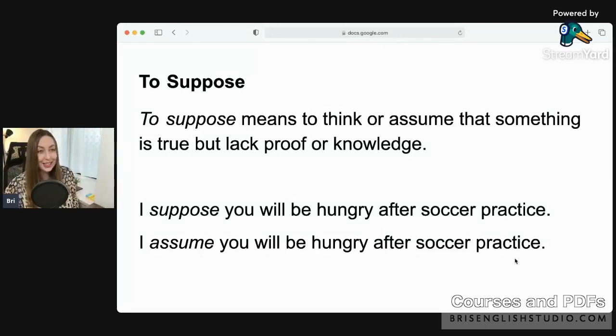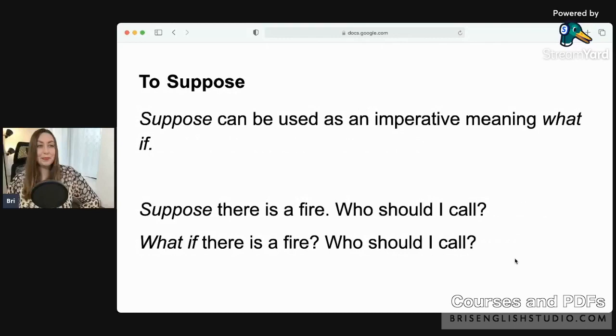Very good. Let's look at the next. Last part of to suppose. Suppose can be used as an imperative, meaning what if? So to suppose can be used as an imperative and it means what if. So take a look at this example. It's very different from what we've studied so far.